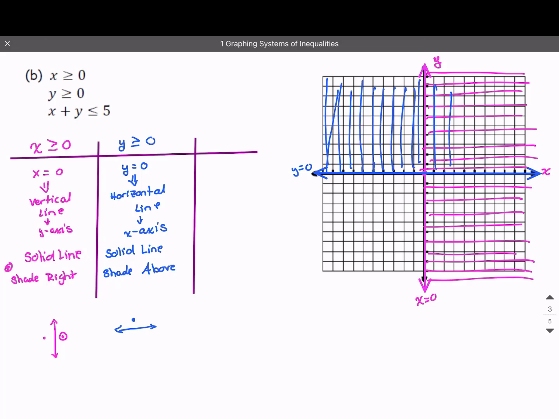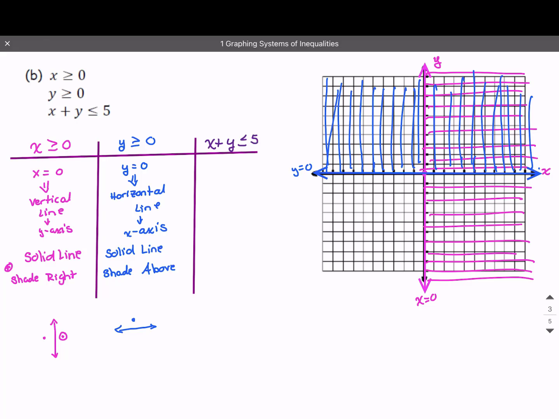So now we do have some overlap. The overlap is in the first quadrant and the origin. So far, that's where our solution can be, including the positive part of the y-axis and the positive part of the x-axis. We have one more inequality: x plus y less than or equal to 5.